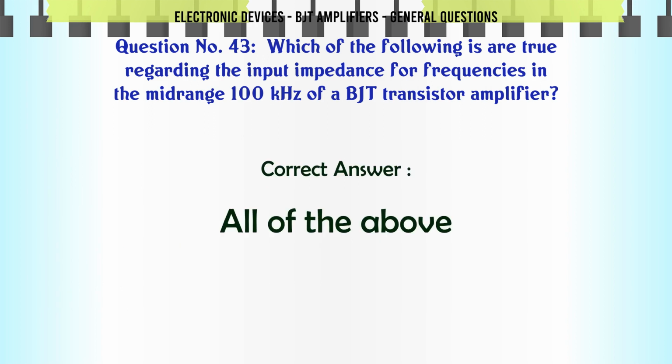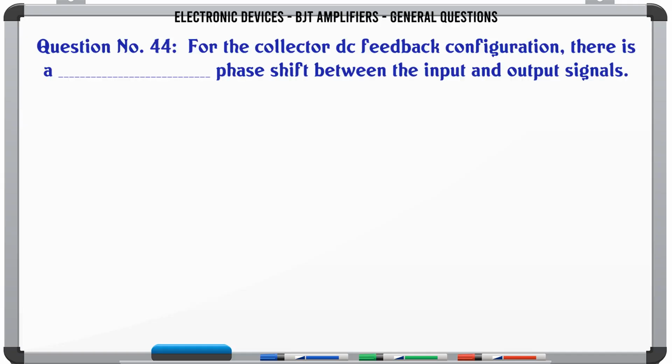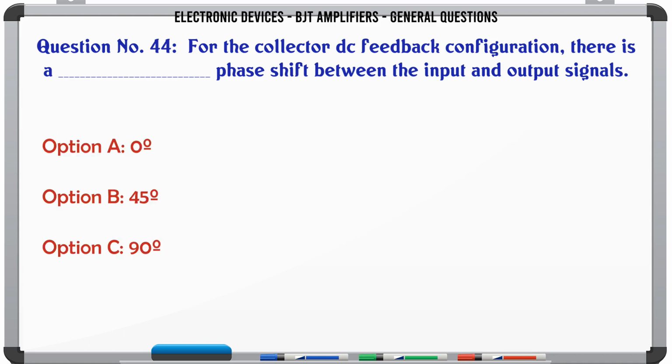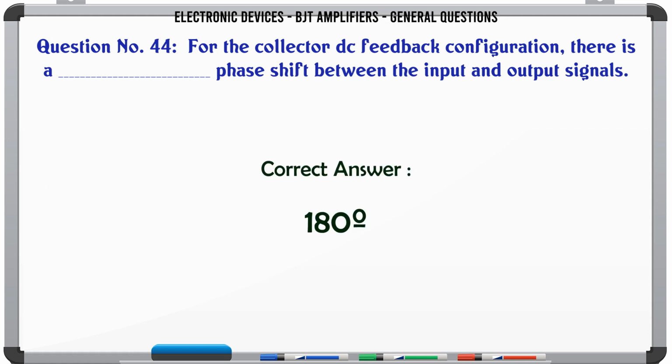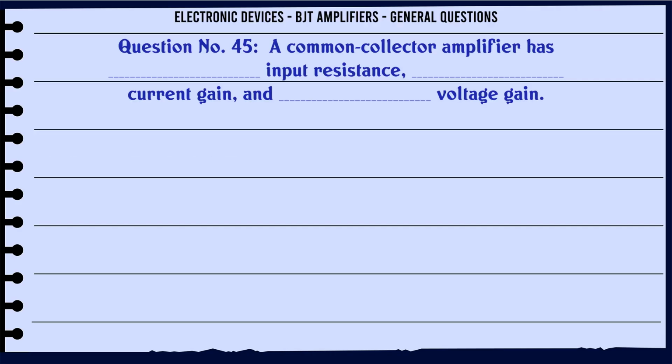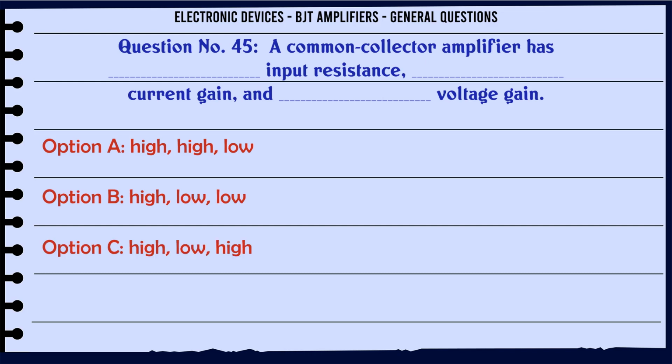The correct answer is all of the above. For the collector DC feedback configuration, there is a phase shift between the input and output signals. A. 0. B. 45. C. 90. D. 180. The correct answer is 180.